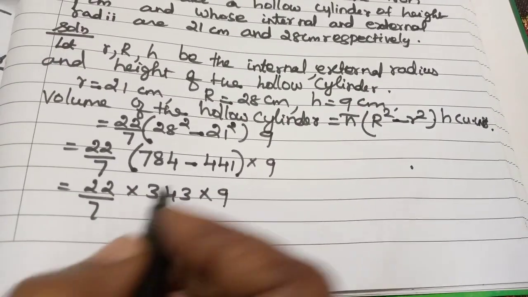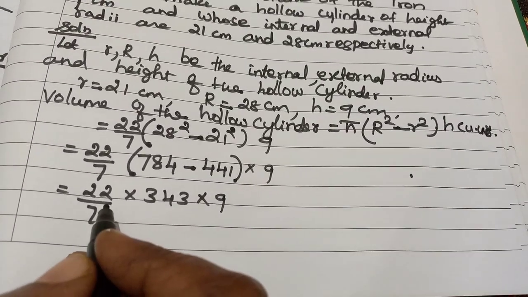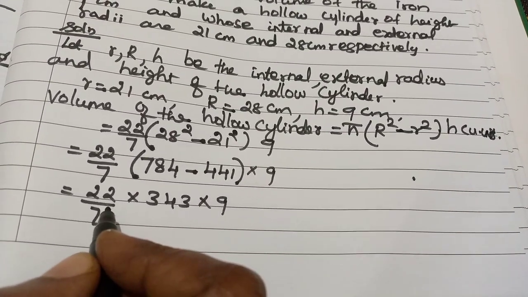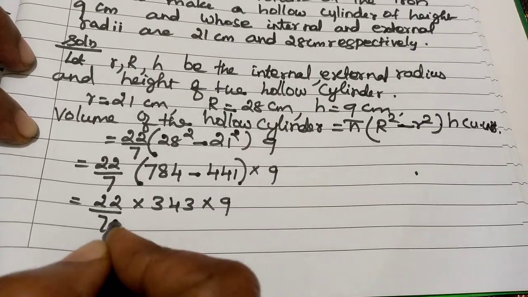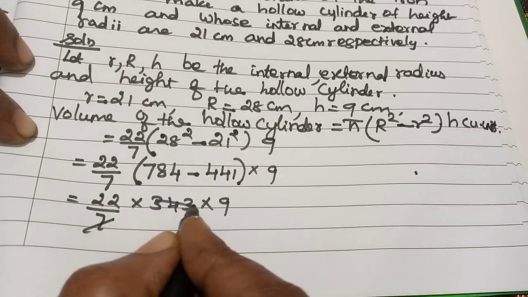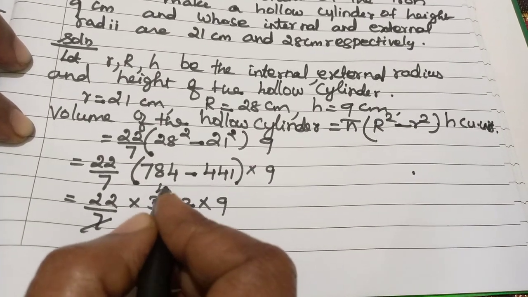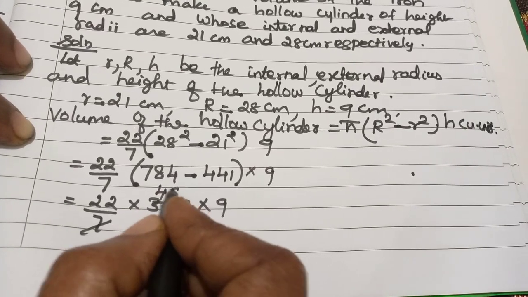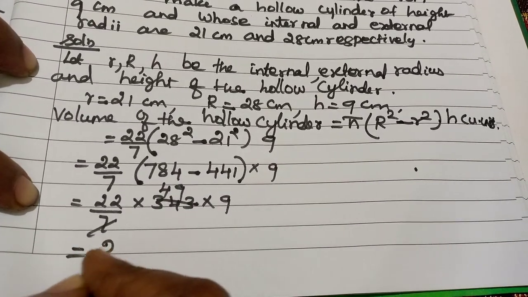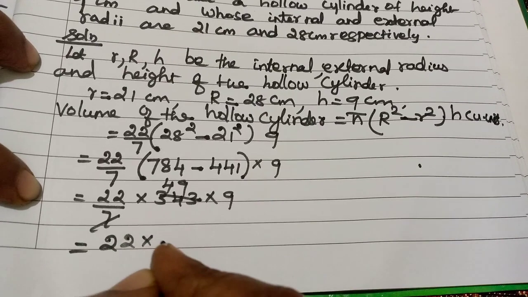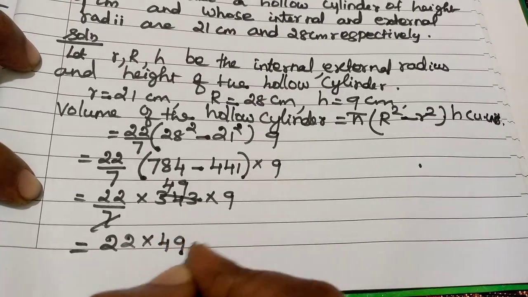343 into 9. Let us divide this value. 7 and 343, let us divide. We get 1, 7 is 7 here. 4 7s are 28, 6 balance, 63, 9 7s. So the remaining value is 22 into 49 into 9.